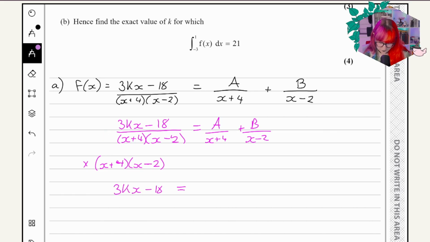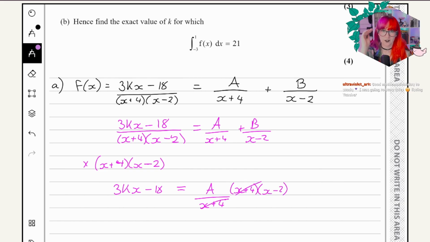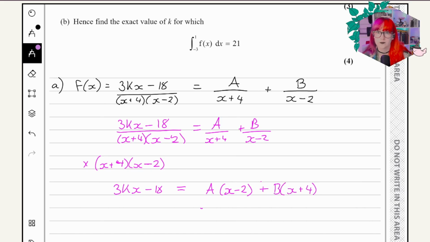On the right-hand side, we would have the equivalent of a over x plus 4 times x plus 4, x minus 2. And these would cancel, right? We have it on the top and we have it on the bottom. So we're just left with the x minus 2. And then similarly, we do the same thing with b. So we would multiply this expression by x minus 2 on the top, which would cancel it out. And we'd be left with x plus 4.